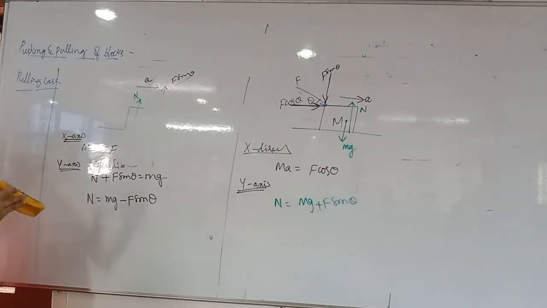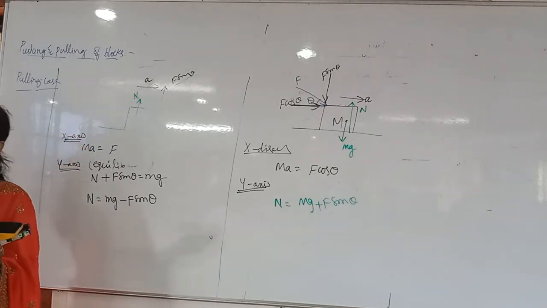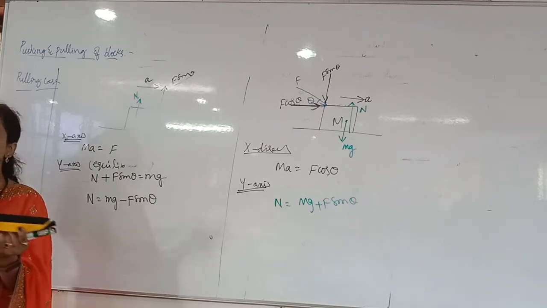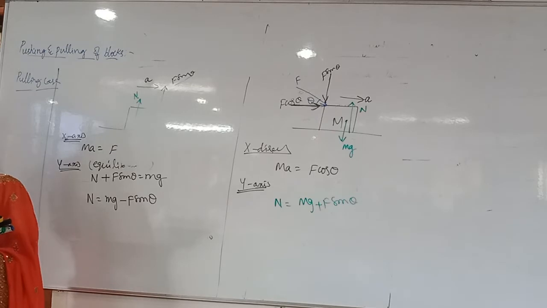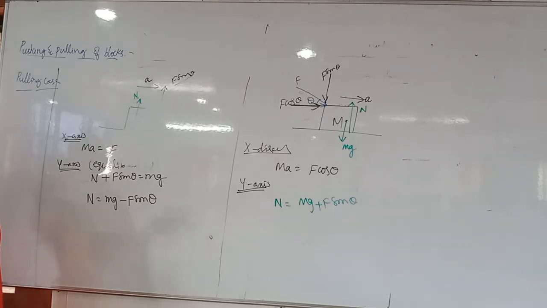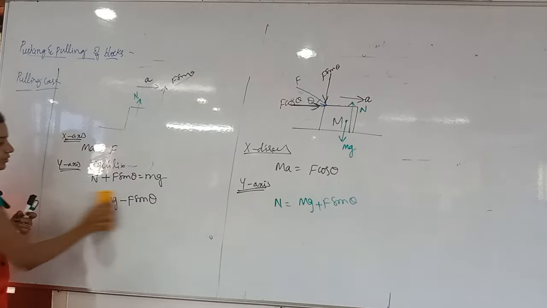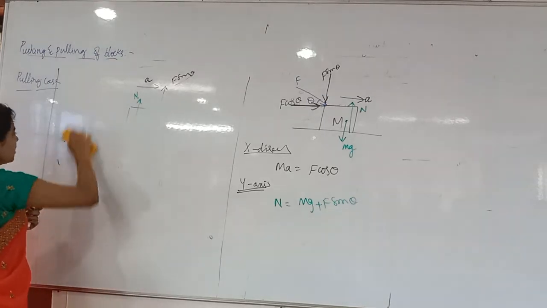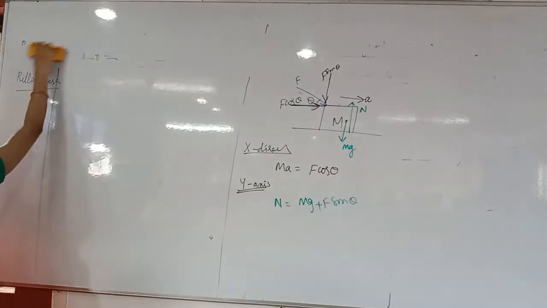In which case will the normal reaction be increased? In the pushing case, obviously. Whenever we are pushing, we are applying the force on the block, so more weight, which means more normal reaction, will act. Whenever you are pulling, you are lifting the body indirectly. Whenever you are lifting, will the normal reaction increase or decrease? Decreases. So that is what is happening here. Understanding, right? Then the same concept will come in friction also again. You have to remember that.